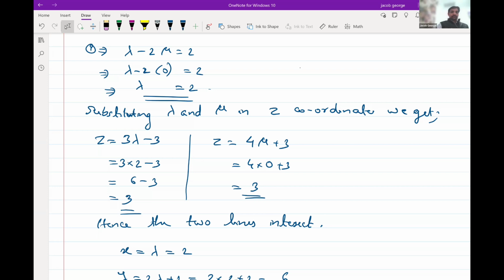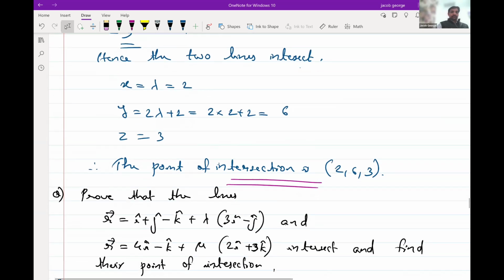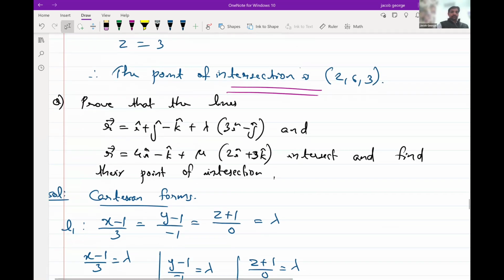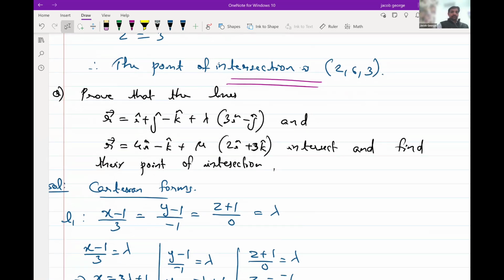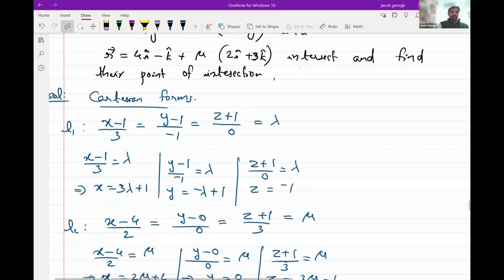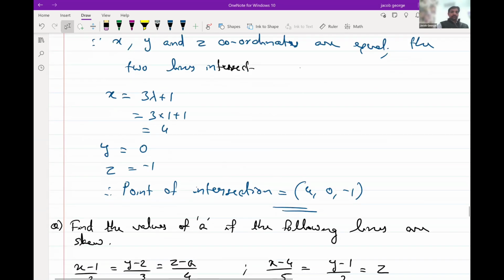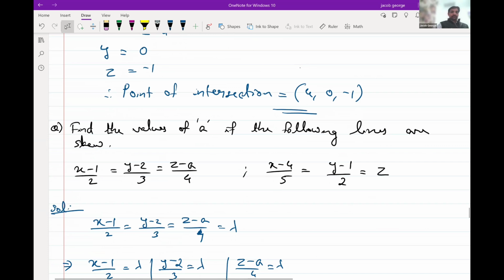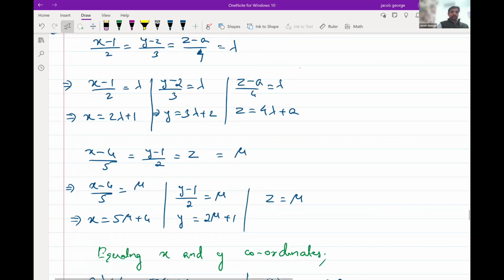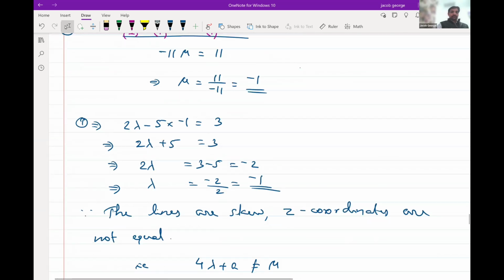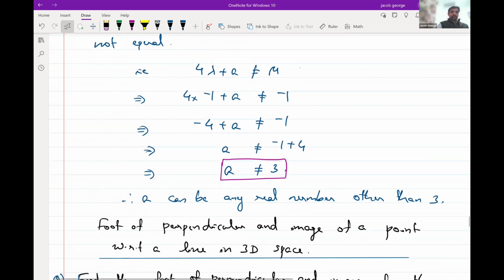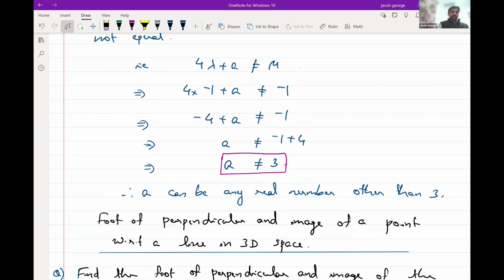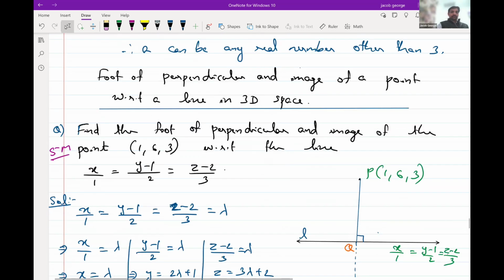Without skipping this one, if you study, you will get one of these questions in the examination. So this concept is clear, right? In case you get a vector form, you will convert it into Cartesian form, and the same way, if the lines are skew, we have done one question. The lines are skew, same thing we have to do. But if they are skew, the z coordinates are not equal, and find the value of A. This is also okay. Then foot of perpendicular, better we do one question.